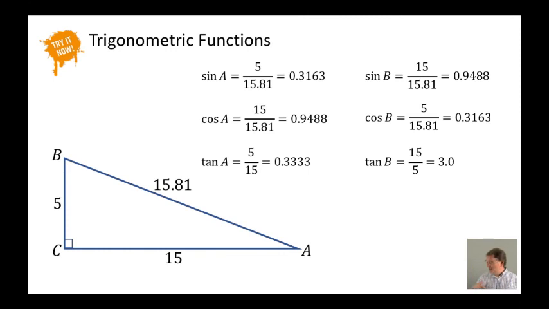You could also do it by putting in the ratio there for cosine of A, 0.9488. You can put that in, hit the inverse cosine key, and find out what A is that way. You should get the same answer. Same thing if you put in 0.3333 and hit inverse tangent. You should also get the same answer there. And also do the same thing for angle B. Take some time for that.